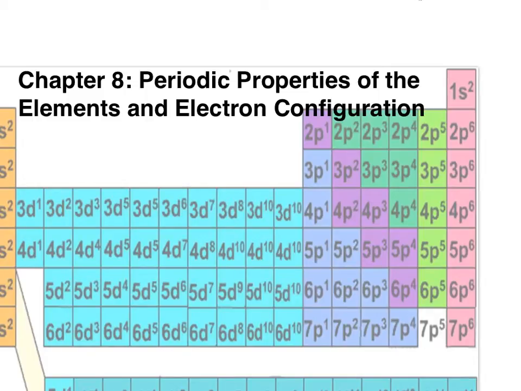This lecture will be over part of Chapter 8, and I've decided to cover electron configuration first. So it'll focus on electron configuration. And the second lecture in Chapter 8 will focus on the periodic properties of the periodic table.